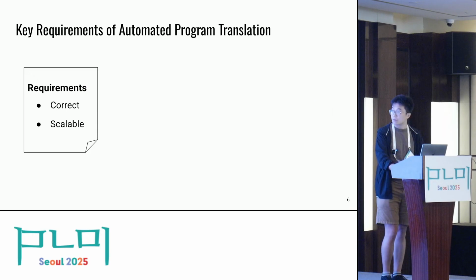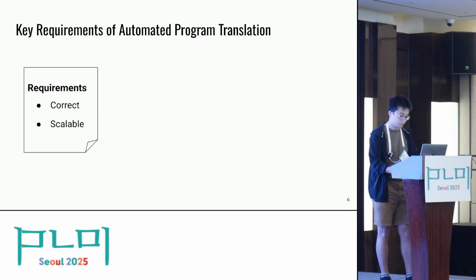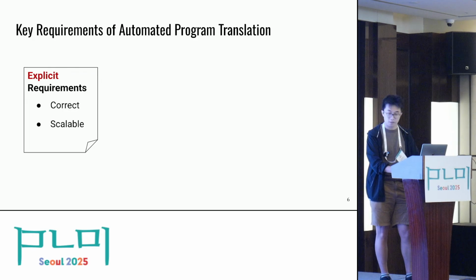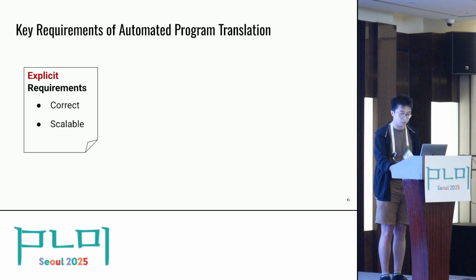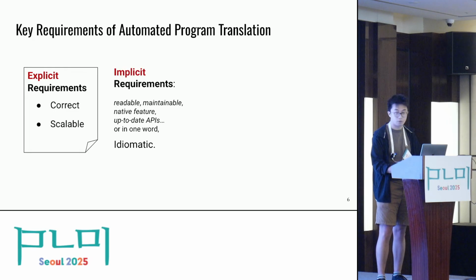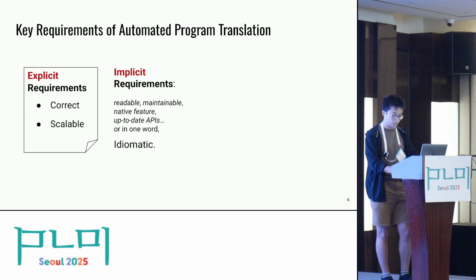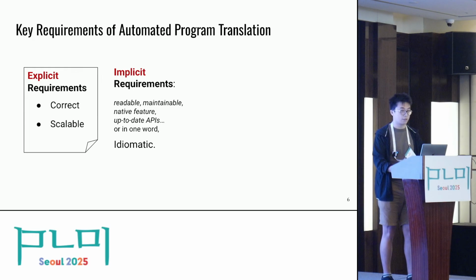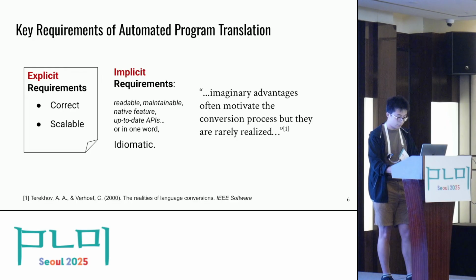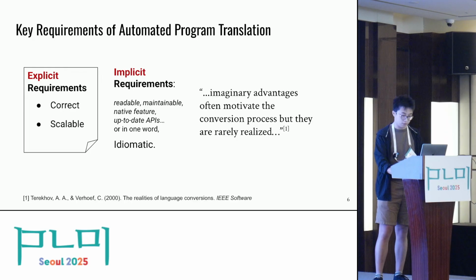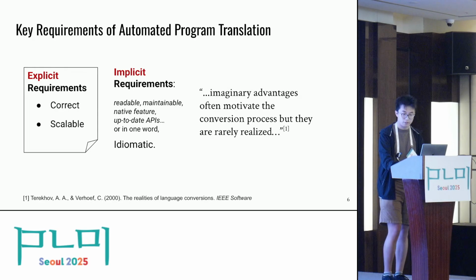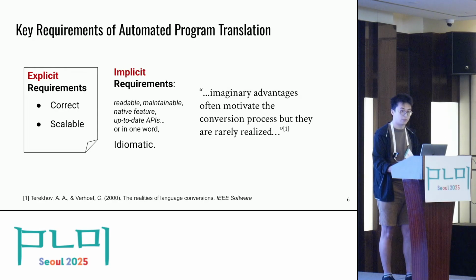So let's revisit the requirements of automated program translation. Correctness and scalability are probably the most explicit requirements, but there are also implicit requirements, such as we want the code to be readable, maintainable, using native language constructs, etc. Or in one word, we want the code to be idiomatic. This shouldn't be overlooked since, as earlier work also mentioned, imaginary advantages often motivate the conversion process.